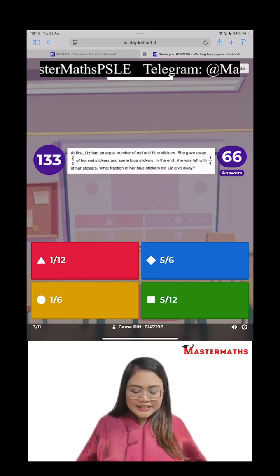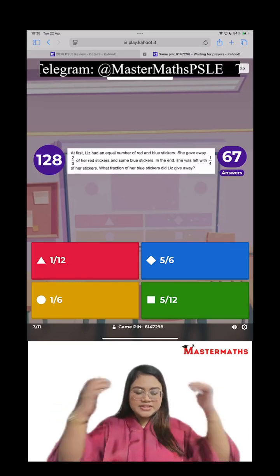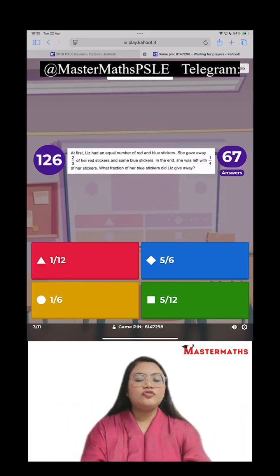Right. This one, you have a little bit more time since you need to work it out. Okay, so let's see if you are able to solve.